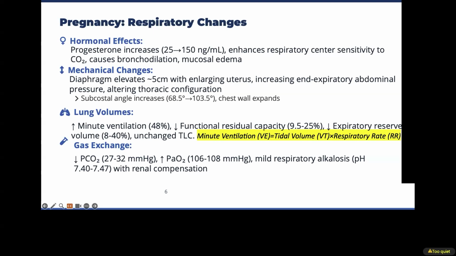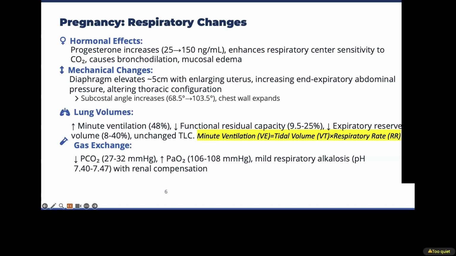So pregnant women become more sensitive to carbon dioxide, so they breathe a little faster and deeper. That's why a mild respiratory alkalosis is normal in pregnancy. Progesterone also causes smooth muscle relaxation, which means bronchial dilation, but at the same time can lead to nasal congestion. So their noses are stuffed, they're breathing more with the mouth gaping open, and the lungs are trying to open, and so there's increased mucosal edema due to the progesterone.